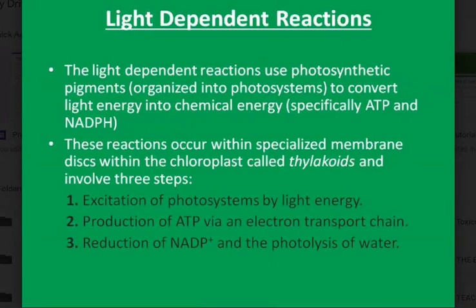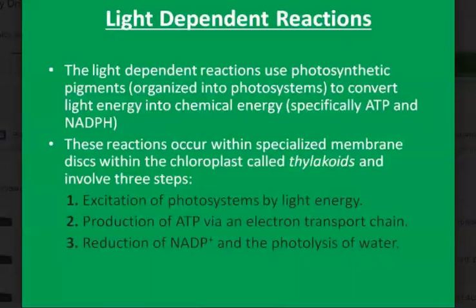The light-dependent reactions use photosynthetic pigments organized into what we call photosystems to convert light energy into chemical energy, specifically ATP and NADPH, nicotinamide adenine dinucleotide phosphate hydrogen. These reactions occur within specialized membrane discs within the chloroplast called the thylakoids, as we've just seen in the diagram. The thylakoids contain the granum, and within that you have the chlorophyll.